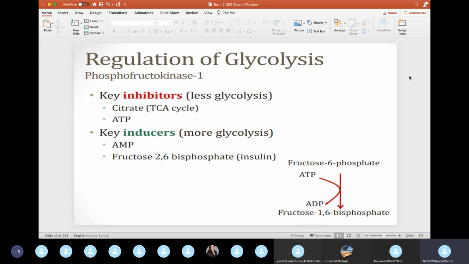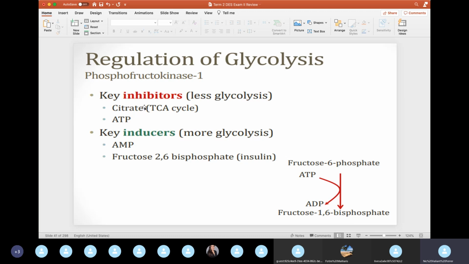So how am I going to regulate glycolysis? Via PFK1, high yield. So here, you are converting fructose 6-phosphate to fructose 1,6 bisphosphate. What's the enzyme? PFK1. What are the inhibitors and inducers?